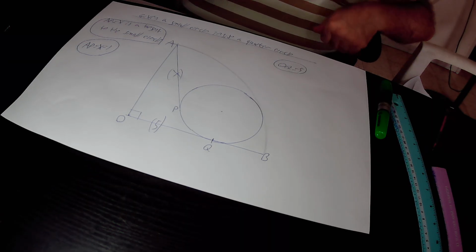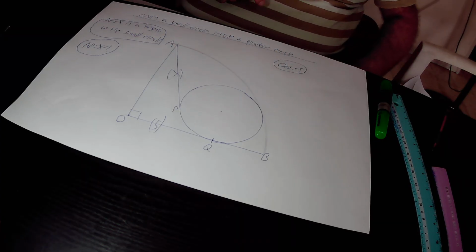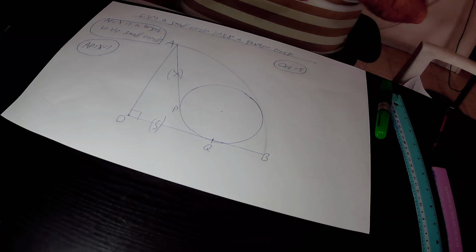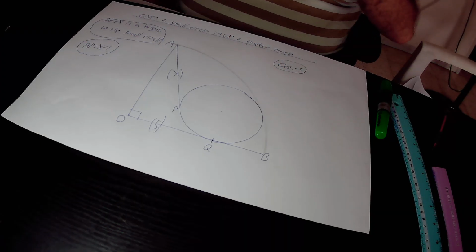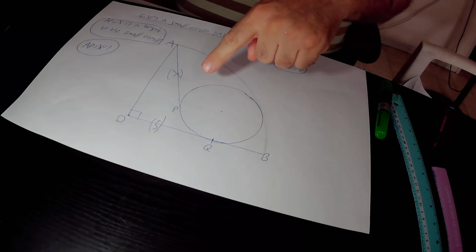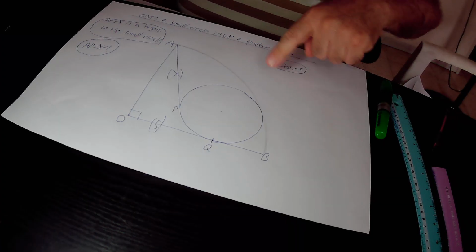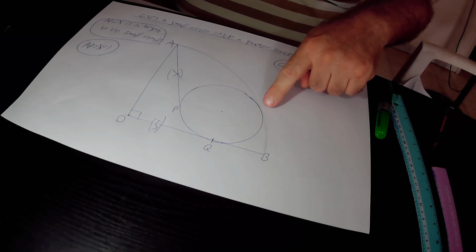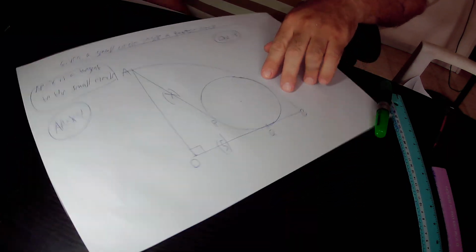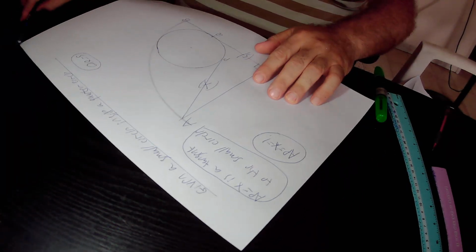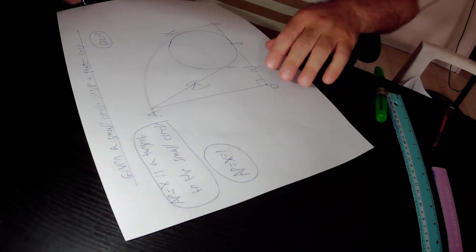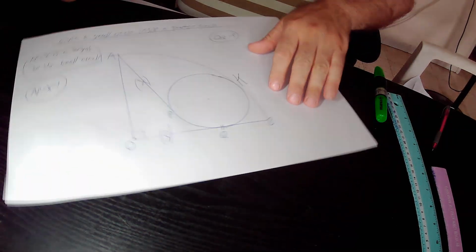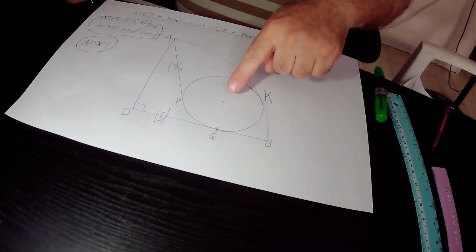So in the drawing we have quarter circle AOB. Inside this quarter circle AOB we have this small circle. This circle touches the big quarter circle at this point. So we define the touching point, this point is point K. And we will define the center of this small circle, this point is point C.